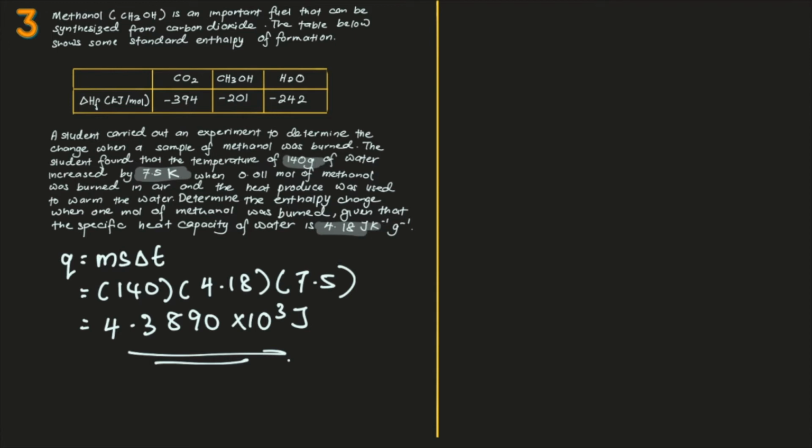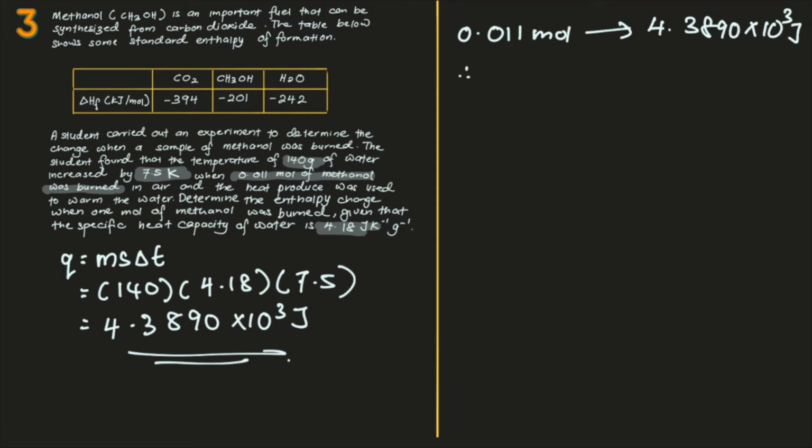So how much is this? Because in the question, it states that 0.011 mole of methanol was burned. So the value of Q here is for 0.011 mole. So what we can do is: 0.011 mole of methanol will produce 4.3890 times 10 to the power of 3 joule.